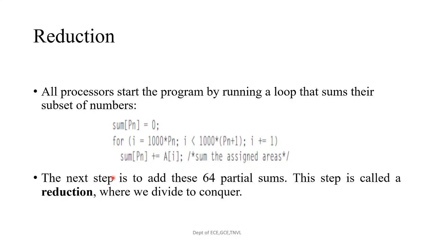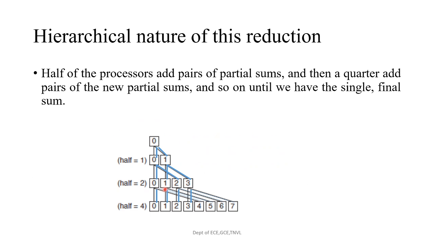The next step is to add these 64 partial sums, because we have got 64 sums from the 64 processors. This step is called the reduction, where we divide and conquer. This is the hierarchical nature of the reduction. Half of the processors add pairs of partial sums, and then a quarter add pairs of the new partial sums, and so on until we have the single final sum.